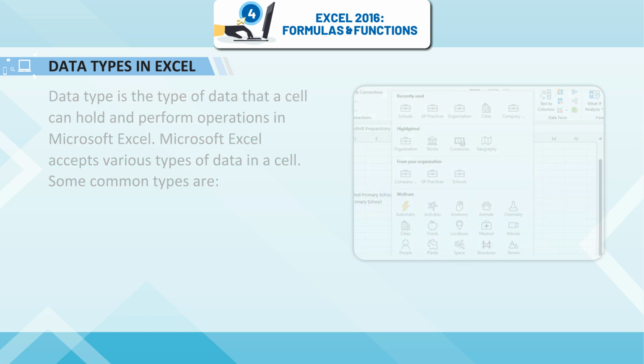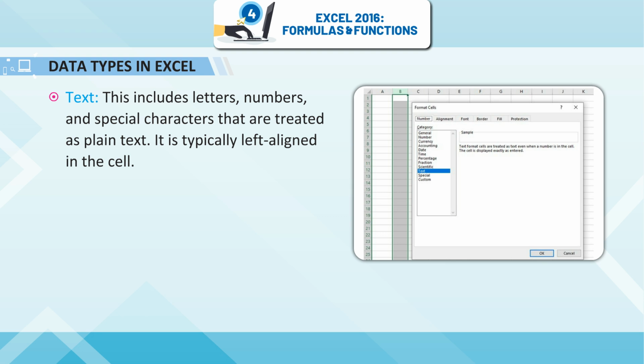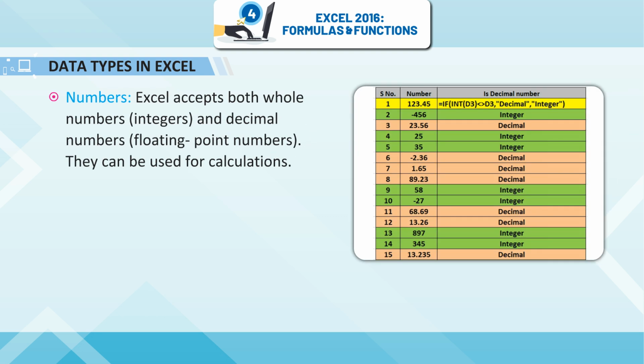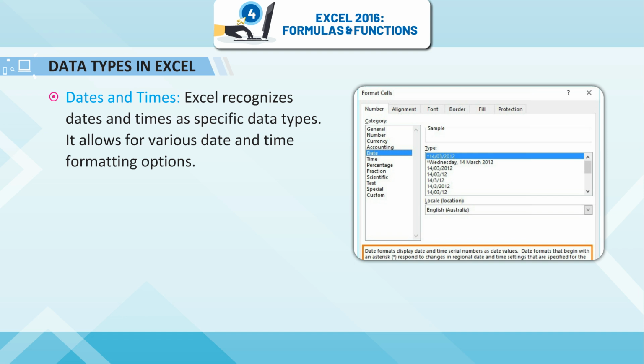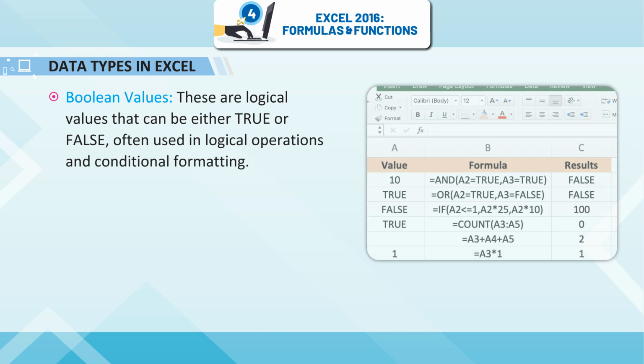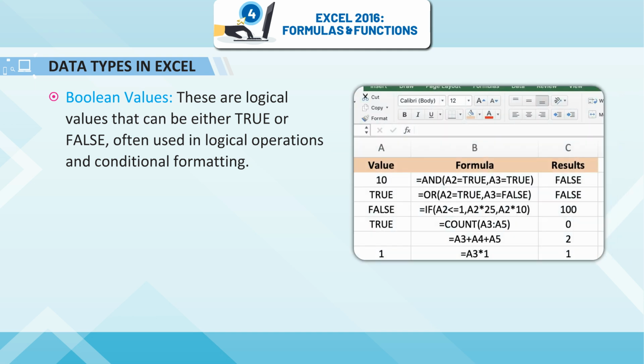Some common types are text. This includes letters, numbers and special characters that are treated as plain text. It is typically left aligned in the cell. Numbers. Excel accepts both whole numbers, integers, and decimal numbers, floating point numbers. They can be used for calculations. Dates and times. Excel recognizes dates and times as specific data types. It allows for various date and time formatting options. Boolean values. These are logical values that can be either true or false, often used in logical operations and conditional formatting.